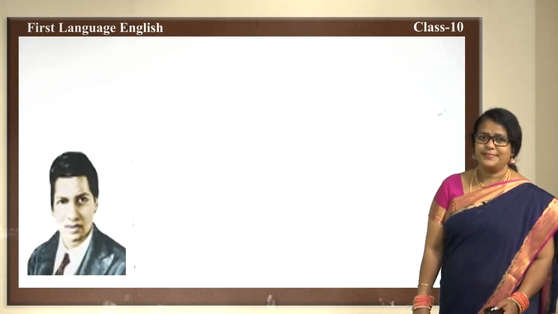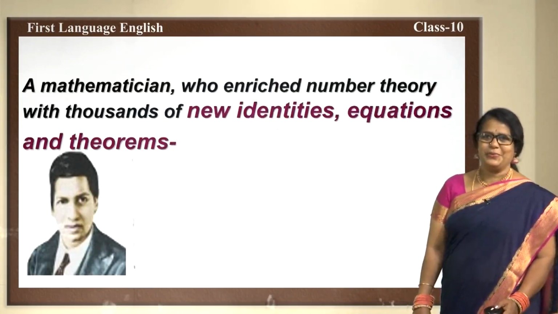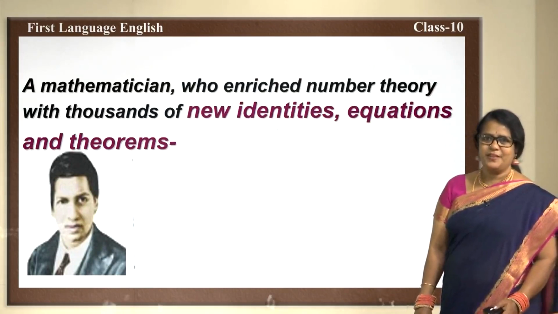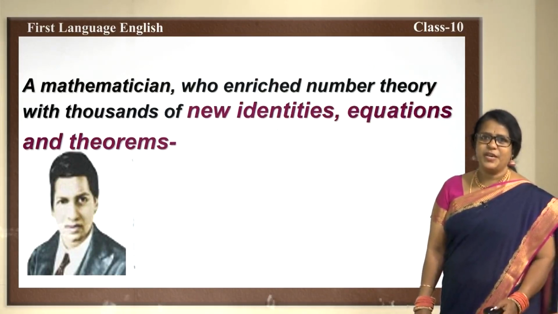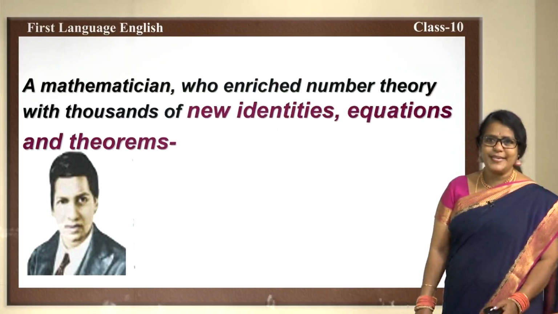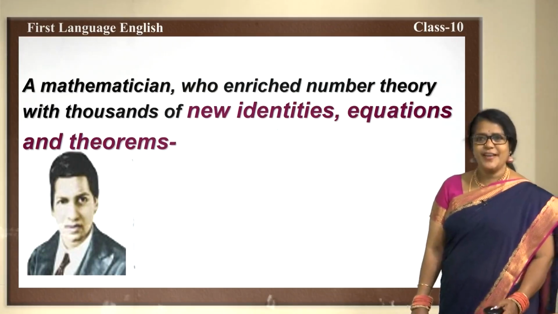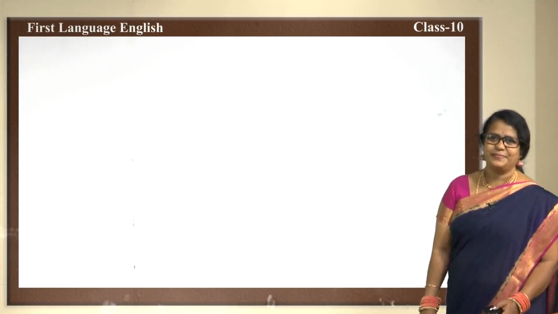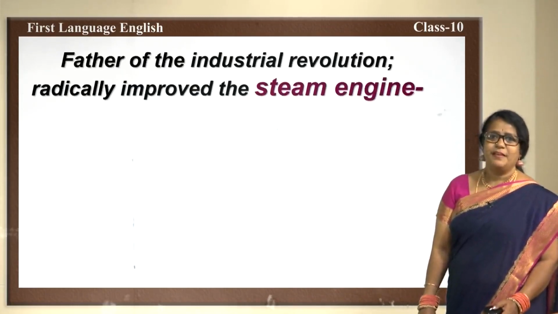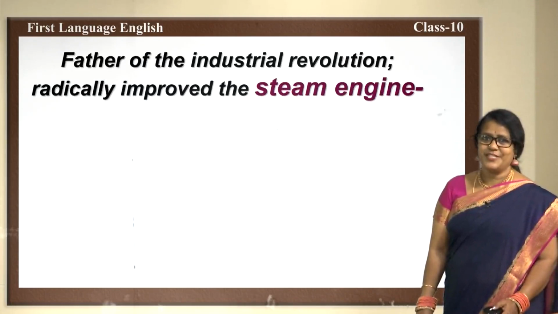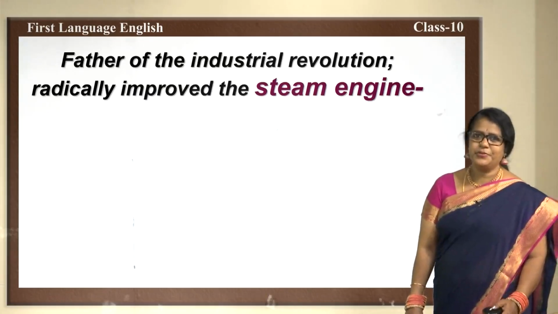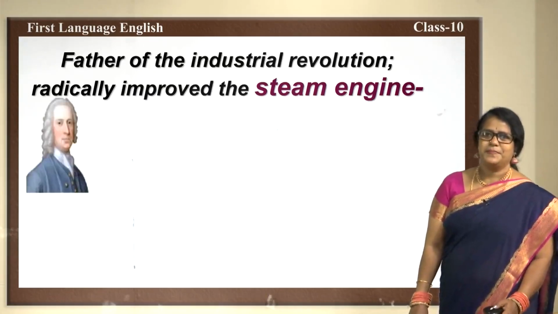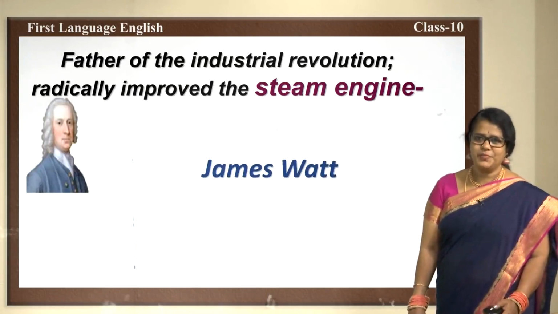Guess his name. Let me give you the clues. A mathematician who enriched number theory with thousands of new identities, equations and theorems. Who could it be? Srinivasa Ramanujan. Father of Industrial Revolution, radically improved the steam engine, and he is James Watt.